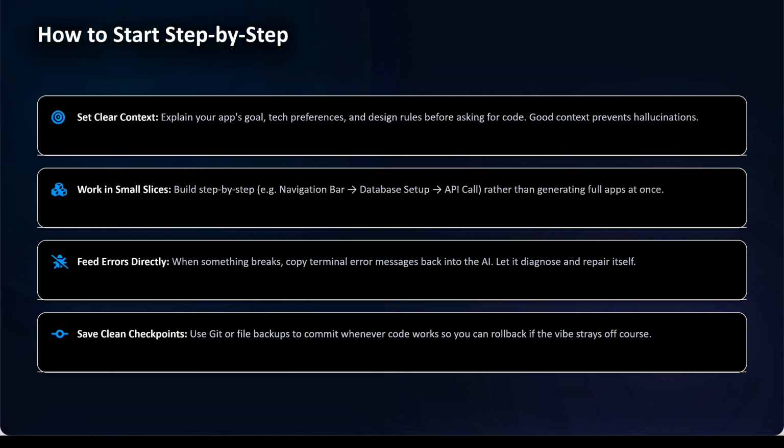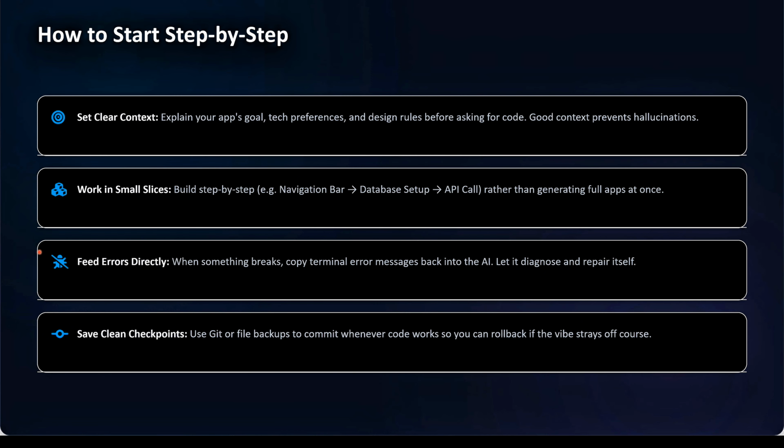This basically means build your projects in small steps. Go step by step, one step at a time. For example, building your navigation bar first, then database setup, then API calls, and don't ask for a full app all at once. That's one of the most important rules when you're vibe coding.